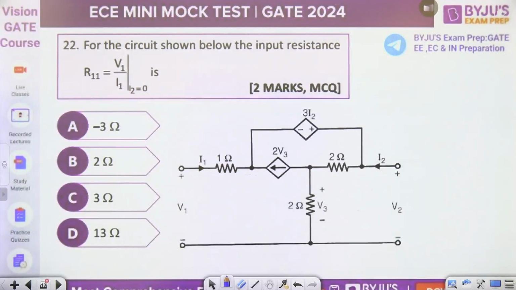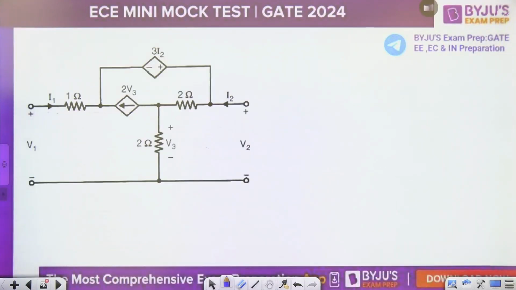This is a two-port network. You have to make I2 0. Then, what is V1 by I1? Now check your answer. I think you have drawn the diagram. Try to solve with me.